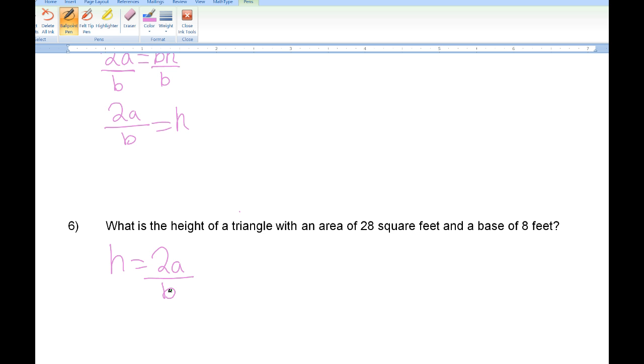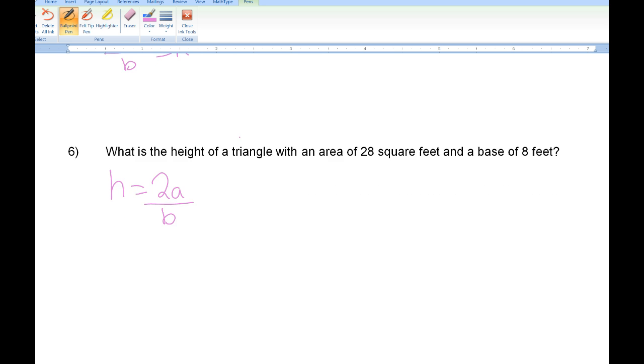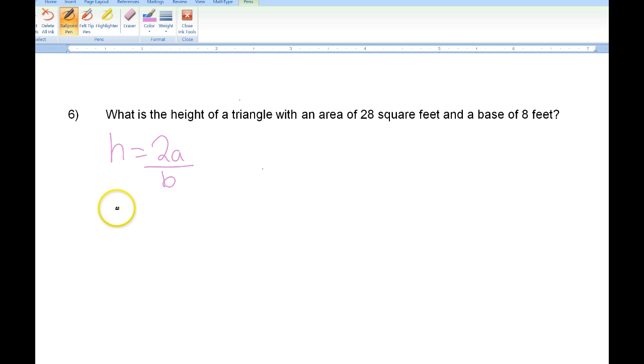Now we're going to substitute in. So we're going to put H equals. Do you want me to scroll down a little? Let me give you more room. Thank you. Okay, so H equals, now the area is 28, so I'm going to put 2 times 28. And then it says a base of 8, so that whole thing is divided by 8.